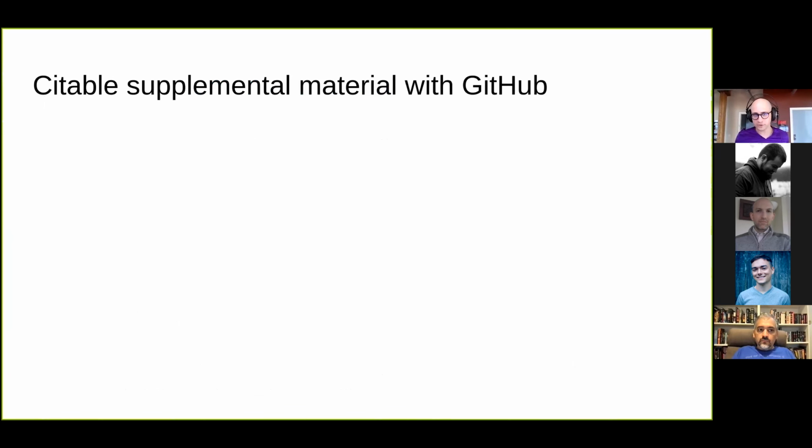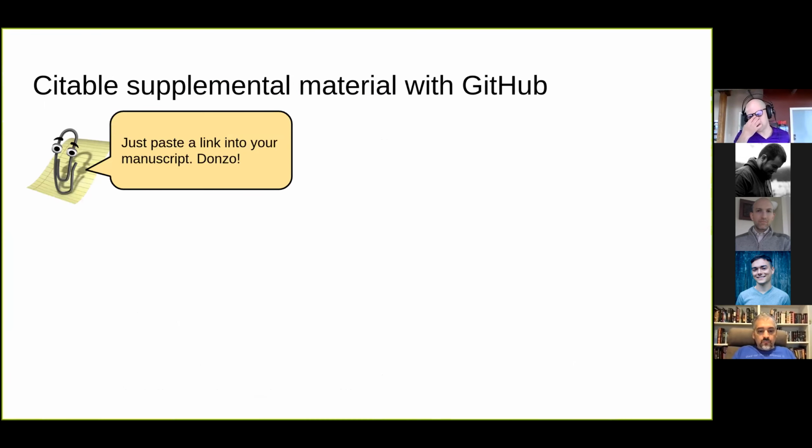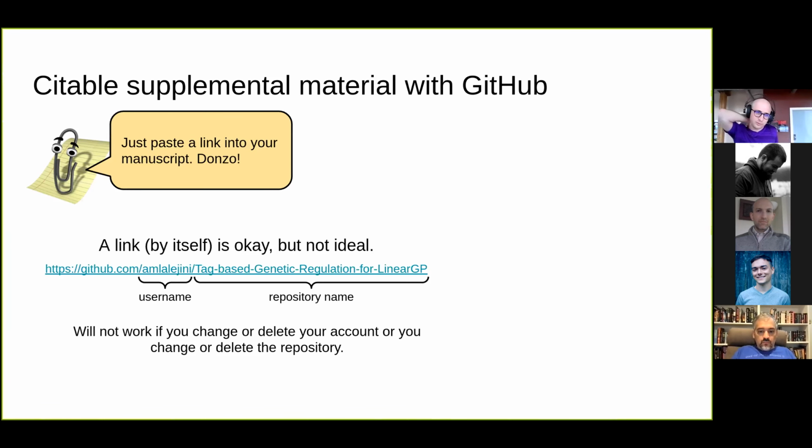Okay, so citable supplemental material with GitHub. Maybe we're going to toss all of our supplemental material into a GitHub repository, and all we need to do is paste a link to that GitHub repository into our manuscript. Done, we're good. There are a couple of issues with that. Just providing a link as a footnote in your manuscript, saying here's my supplemental material, just go to this link, is okay by itself, but it's really not ideal.